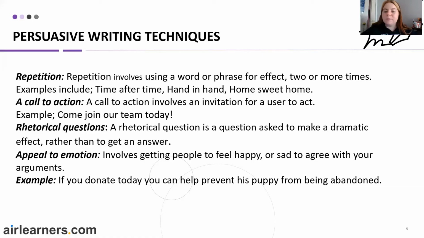Rhetorical questions. A rhetorical question is a question that is asked to make a dramatic effect rather than to get an answer. Next, we have an appeal to emotion. This involves getting people to feel happy or sad in order to agree with your arguments. For example, if you donate today, you can help prevent this puppy from being abandoned. Sorry, his is supposed to be this puppy.